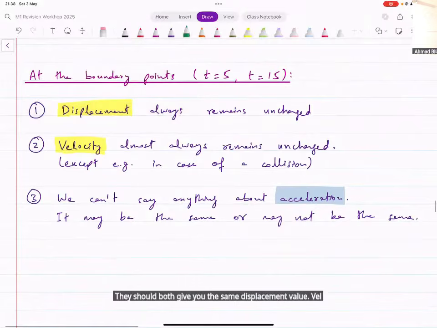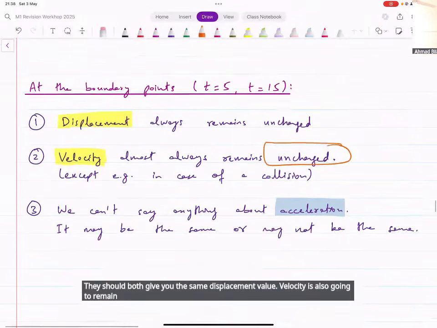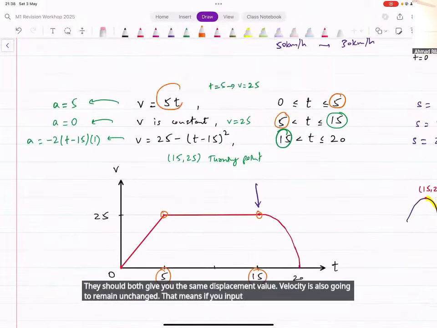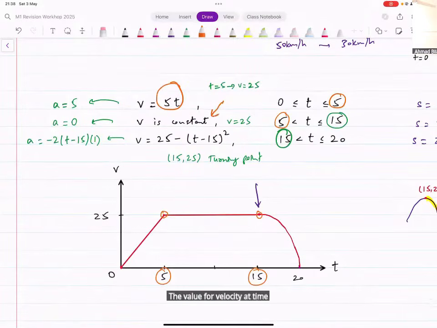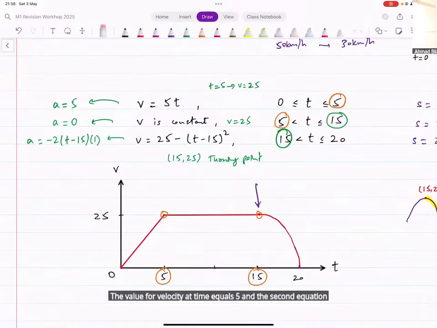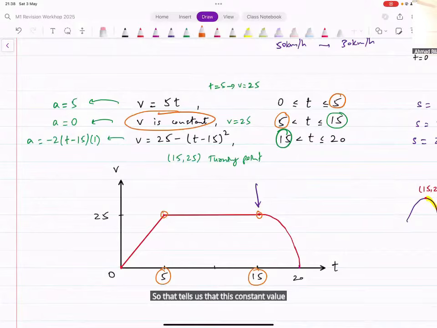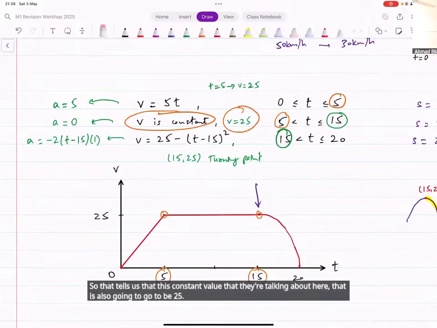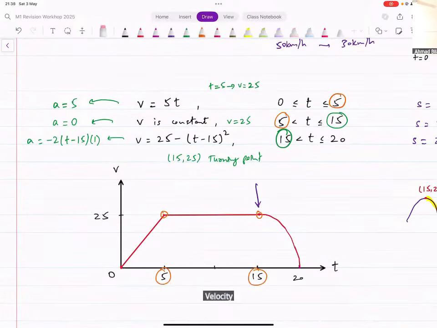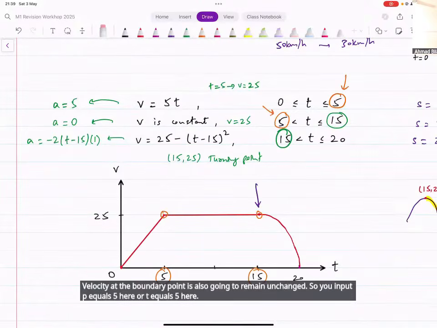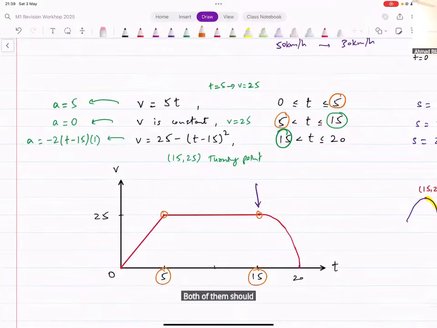Velocity is also going to remain unchanged. That means if you input time equals 5 here, the value for velocity at time equals 5 in the second equation is also going to be the same. For example, in this case, the value of v at time equals 5 from the first equation is 25. So that tells us that this constant value that they're talking about here is also going to be 25. Velocity at the boundary point is also going to remain unchanged. So you input t equals 5 here or t equals 5 here, both of them should give you 25.